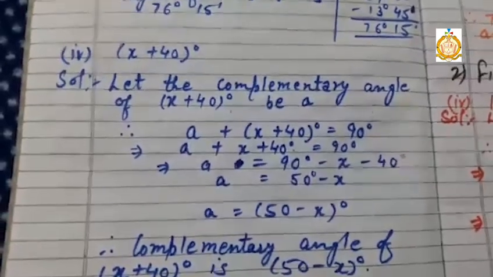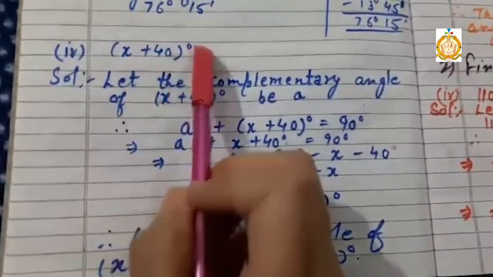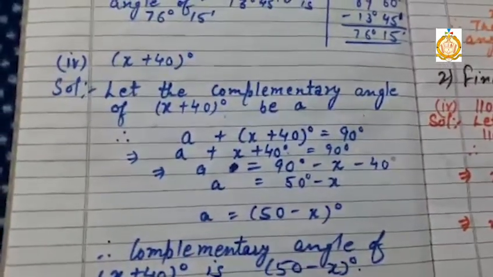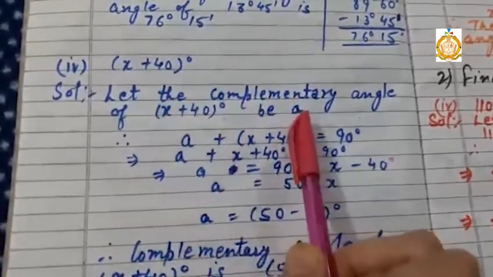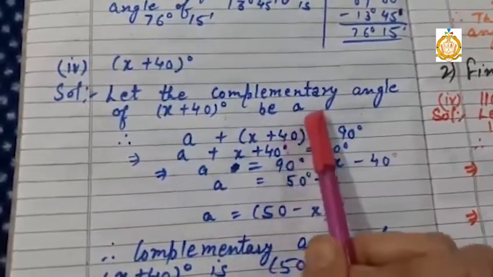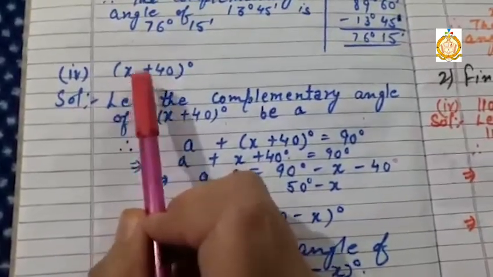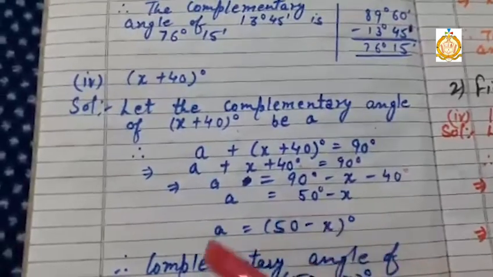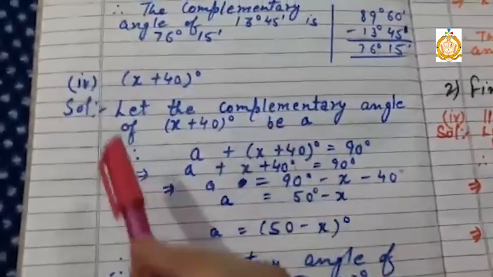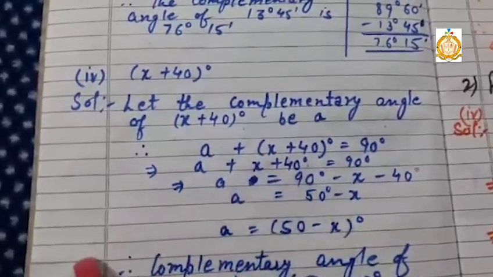Now our next sum is, we have to find the complementary angle of x plus 40 degree. Again we will consider its complementary angle as a. Here we are considering another variable a because our sum is given in the variable form of x. So we will have to give the answer in the form of x, and we are here considering another variable other than x. Okay, is it clear?